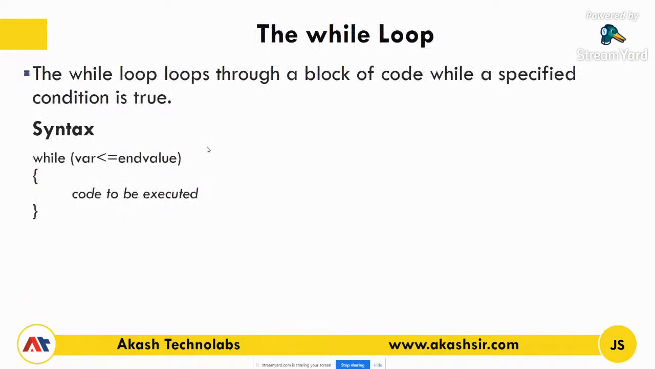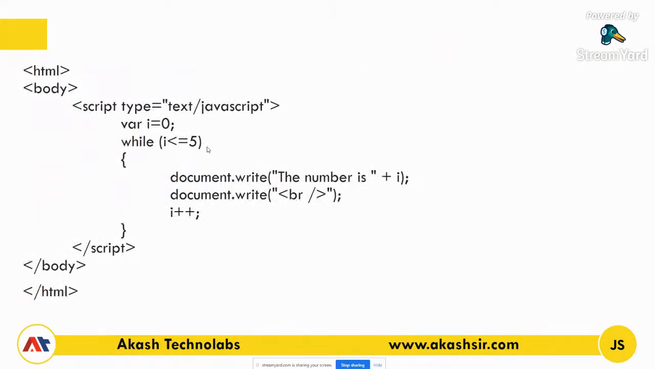Okay, the while loop is the same as the for loop, but here the syntax is changed. So first we have to specify the condition over here. Let's say you can see variable i equals 0, while i less than 5, and then you can print your statement over here, and here we have to specify the increment or decrement operator. Okay, so it's almost the same, the syntax is changed, and the last one is the do while loop.